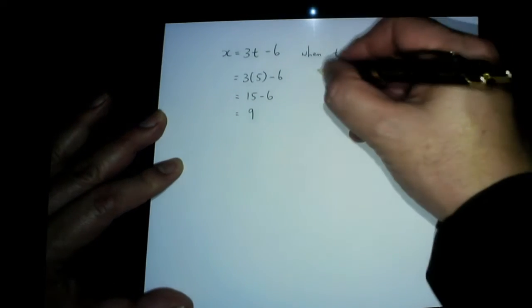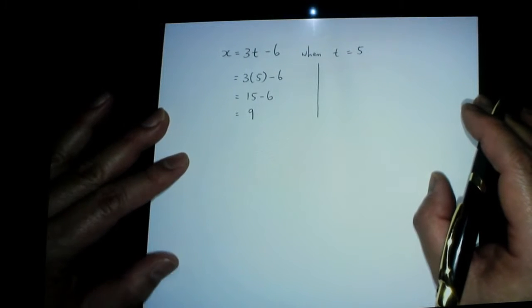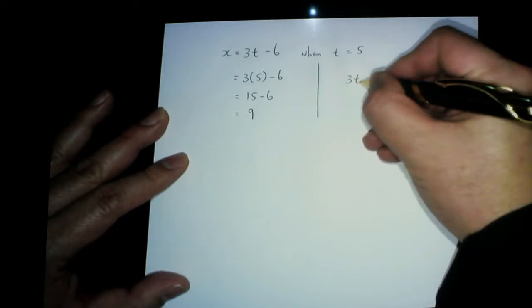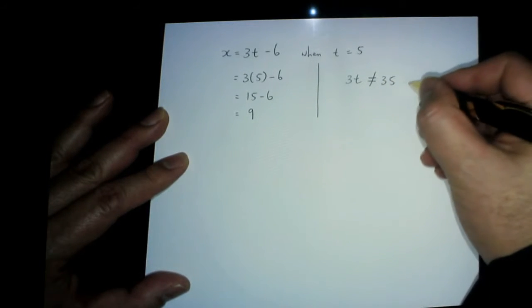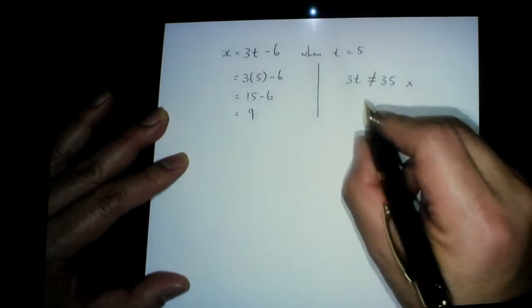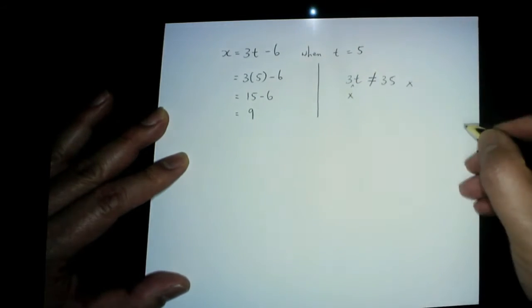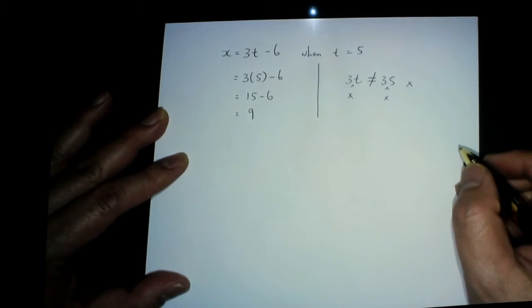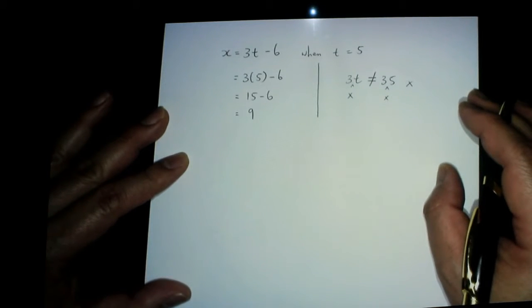I have also shared with you a common mistake for students. When you see 3t minus 6, that doesn't mean 3t is 35. That's wrong. Do remember that 3t is actually 3 times 5 as the outcome, and it's not meant to be 3, 5, meaning 35.